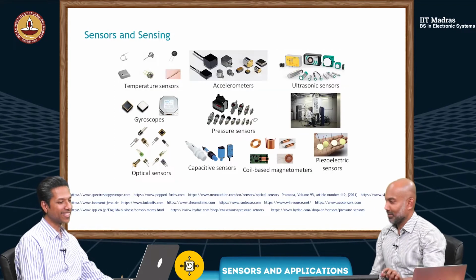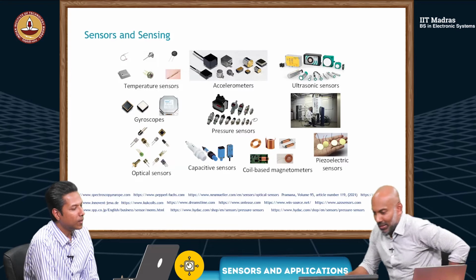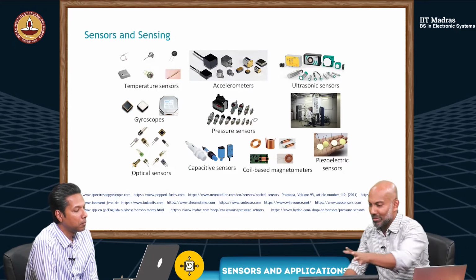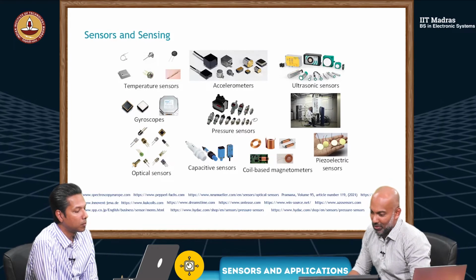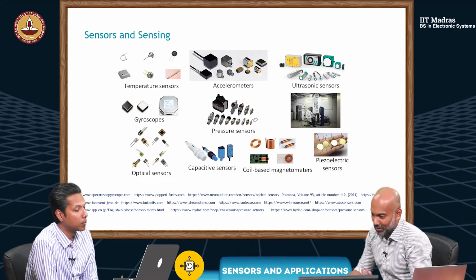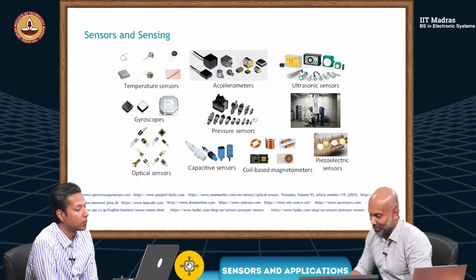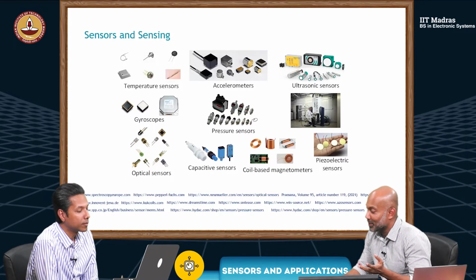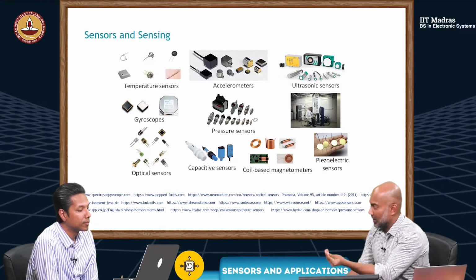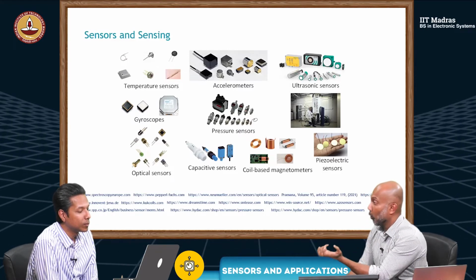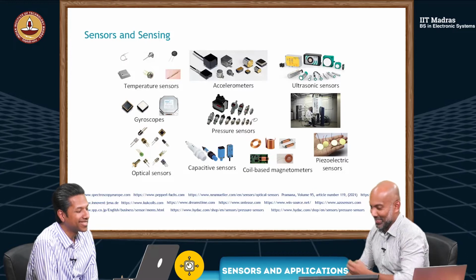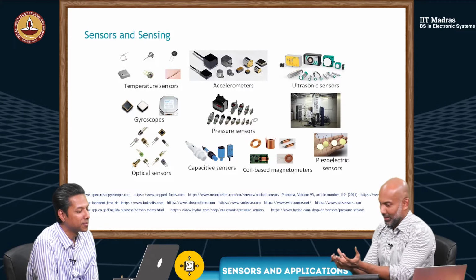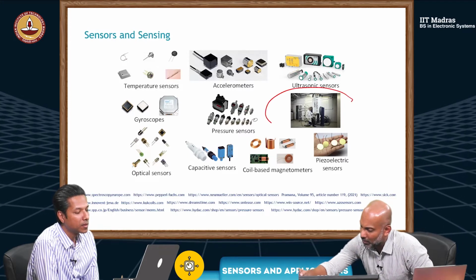Oh, nice picture. Here you have different types of sensors, just some pictures. You have temperature sensors, accelerometers, ultrasonic sensors, gyroscopes, pressure sensors, optical sensors, capacitive sensors, coil-based, piezoelectric. All these sensors you can hold, they look cute, you can play around with them and feel them.